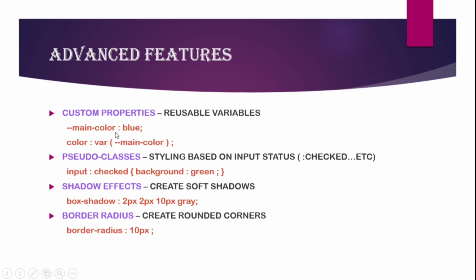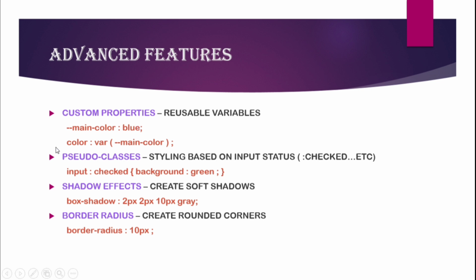Then we have custom properties. Here, custom properties are nothing but reusable variables. By using the root element, we can mention the colors or the font sizes that we want to use in the website, that you want to repeat again and again. But you don't want to write them again and again. You have to write, okay, color blue, next, I have to write the hash code for the main color. So I don't have to write all of them.